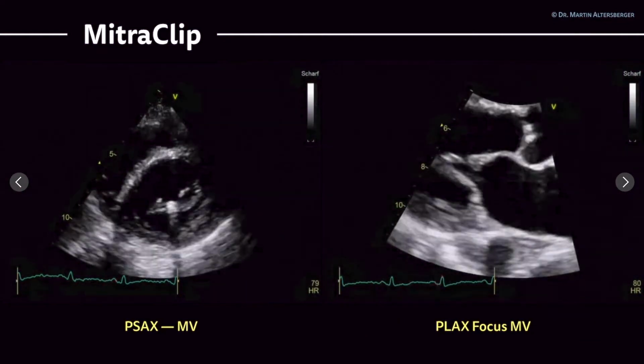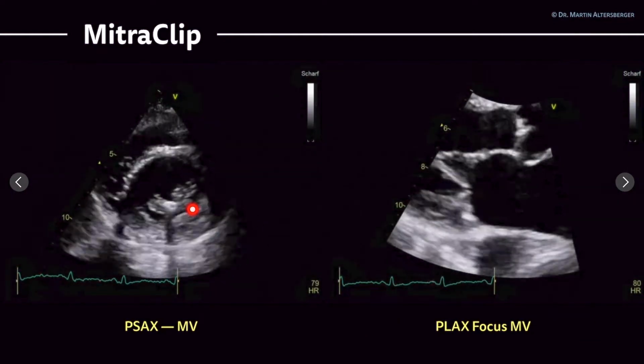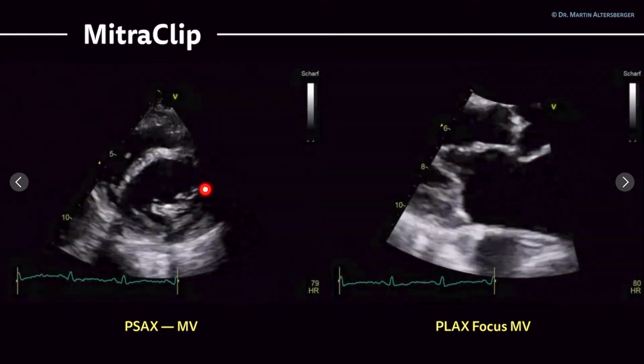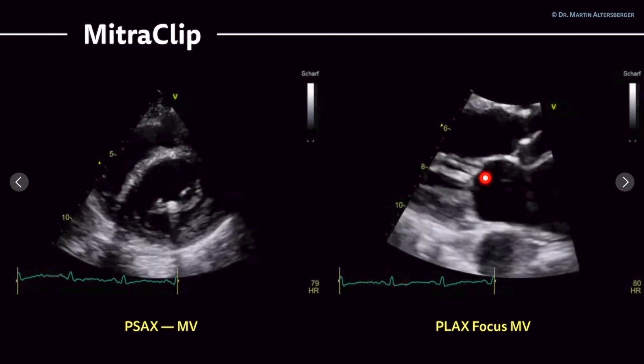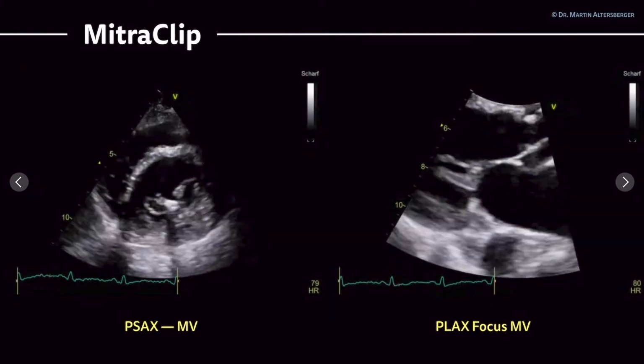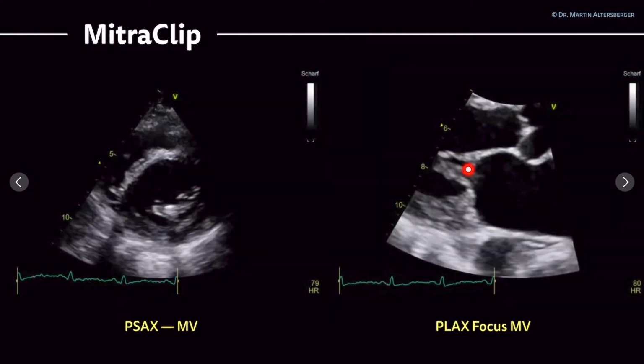Furthermore, when we have a MitraClip and the problem of the mitral valve, we can evaluate it in the parasternal short axis, but also in the parasternal long axis view, where you do see the reduced opening of the mitral valve in this focused view.